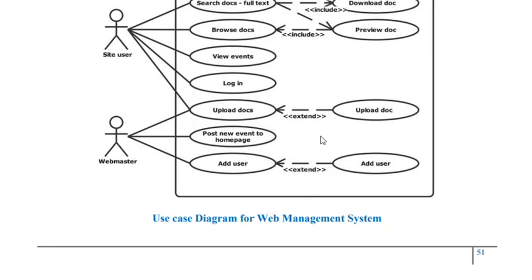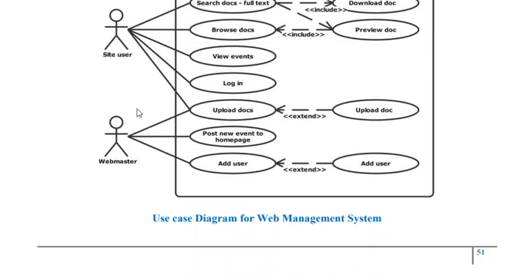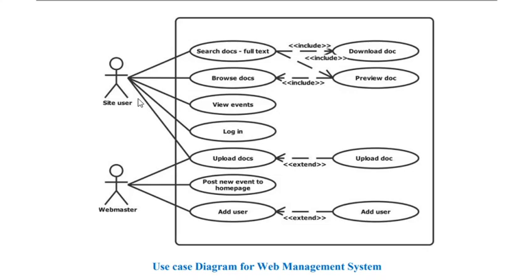You see here, what we have is extends. Extends are extension points, whereas inclusions are mandatory inclusions. So search document will include download document, or browse document will include preview document. Search document will include preview document. Upload document may extend its behavior, or add user may extend its behavior to add user. This will be performed only when it's required. So this is a very simple use case diagram that represents the various actors that are participating and the various use cases that are used for realizing a web management system.